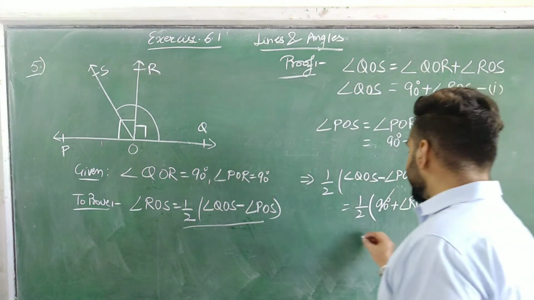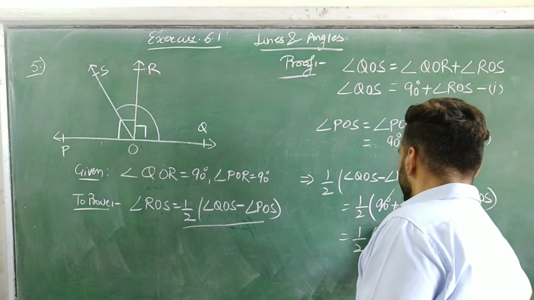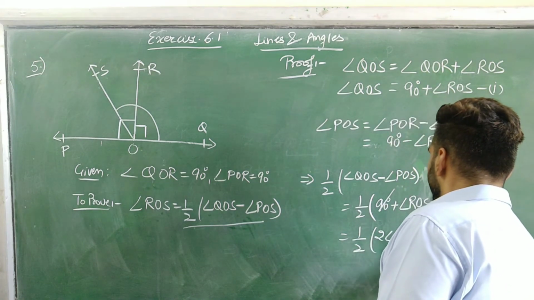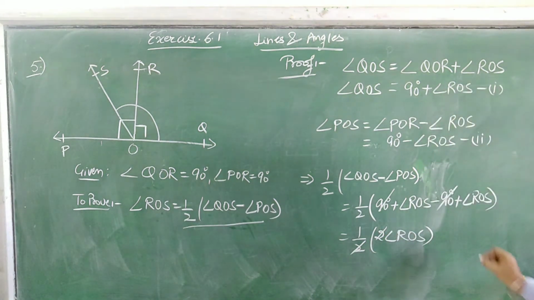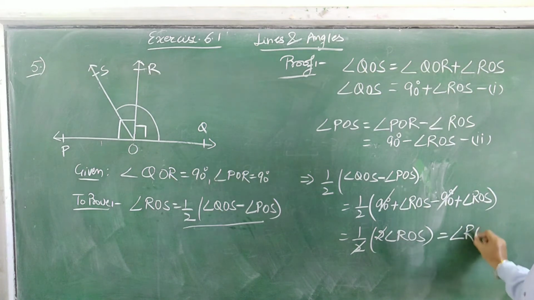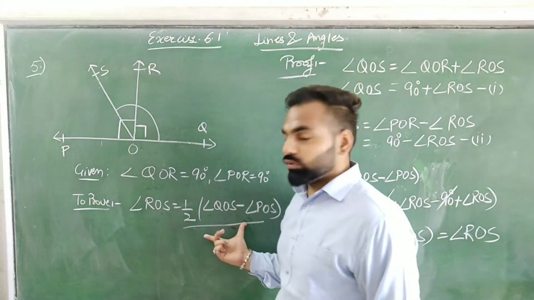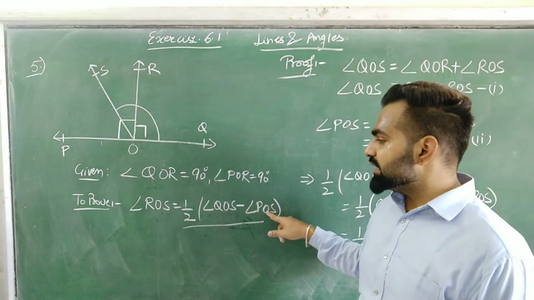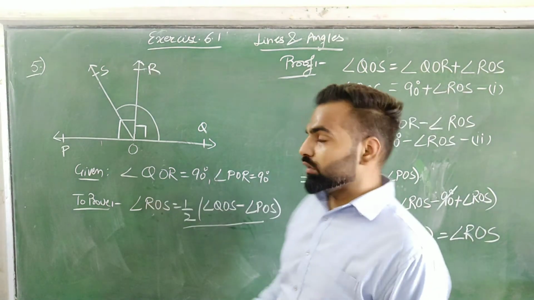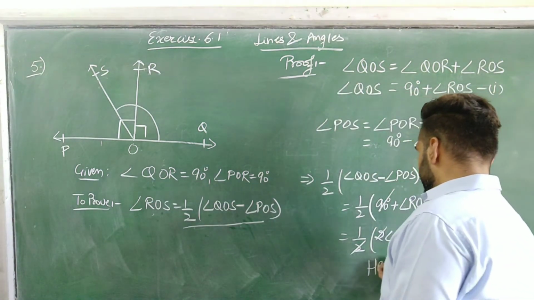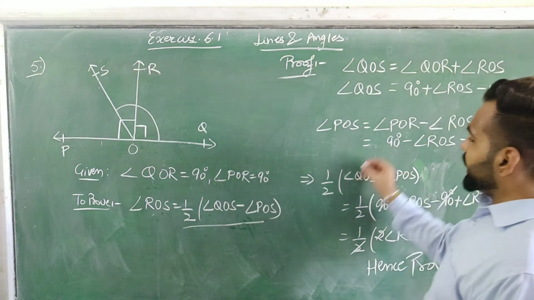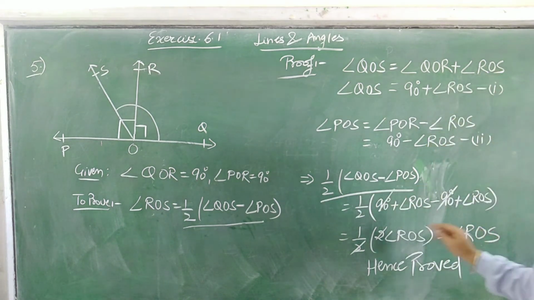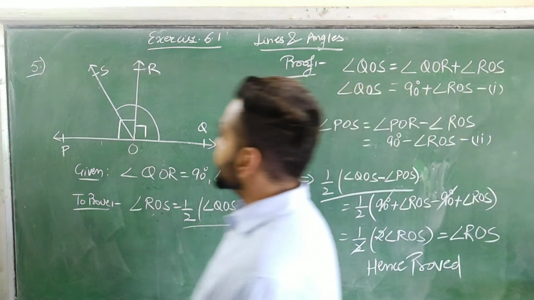So what we get in bracket? Half of 2 angle ROS. These two will cancel out. So finally we will get angle ROS. So we have proved that if we take this part, put the values of angle QOS and POS, we will get the LHS part. So hence we can write hence proved. So this part is equal to angle ROS. So this was question number 5.